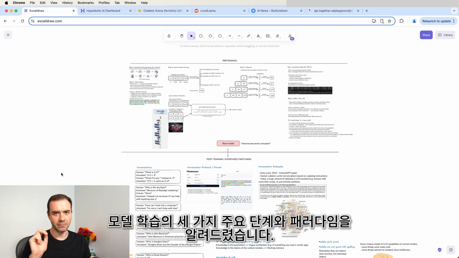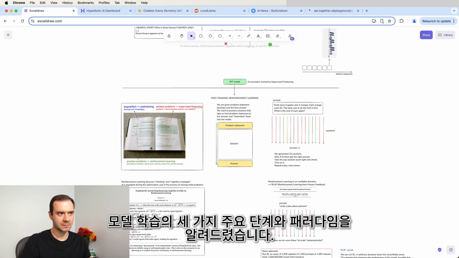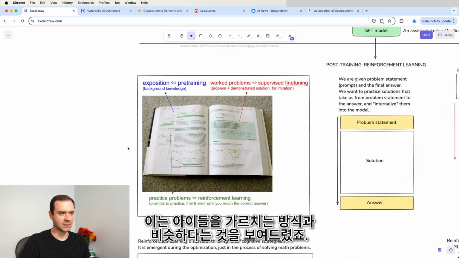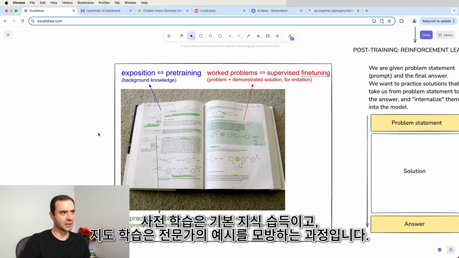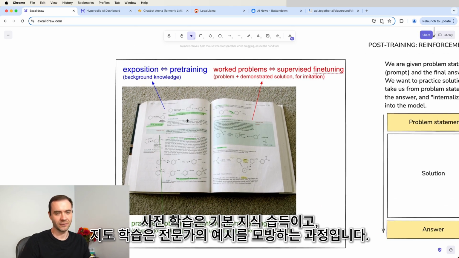I took you through the 3 major stages and paradigms of training these models: pre-training, supervised fine-tuning, and reinforcement learning. And I showed you that they loosely correspond to the process we already use for teaching children. In particular, we talked about pre-training being sort of like the basic knowledge acquisition of reading exposition, supervised fine-tuning being the process of looking at lots and lots of worked examples and imitating experts, and practice problems.